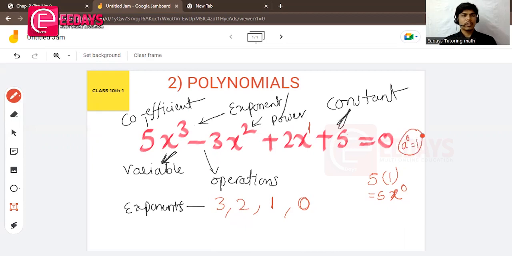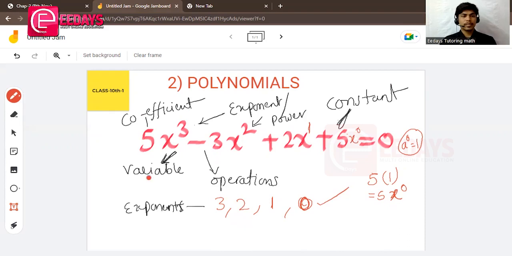A power 0 is equal to 1 from the law of exponents. That's why 5 into x power 0. Now, if nothing else, you can take x power 0. What is the exponent here? I mean, x power, what is the power here? 0. So 0 is the exponent. I hope everyone understood.